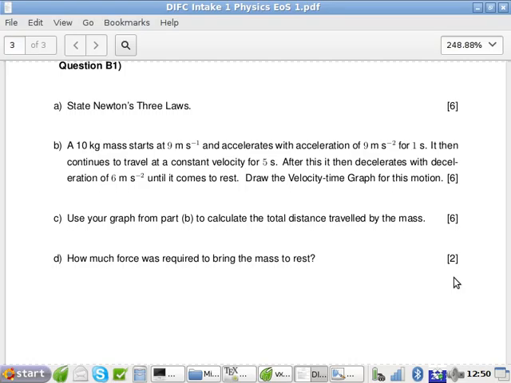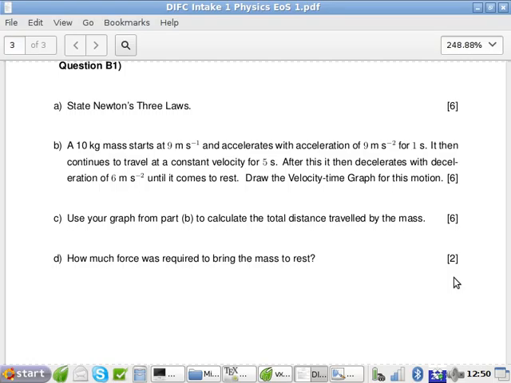What's the second one? Newton's second law is F equals ma. Very good. Force is the product of mass and acceleration. And Newton's third law is this one: every action has an equal and opposite reaction. That was 6 marks. Did mine have this? I don't remember, it's so long ago.